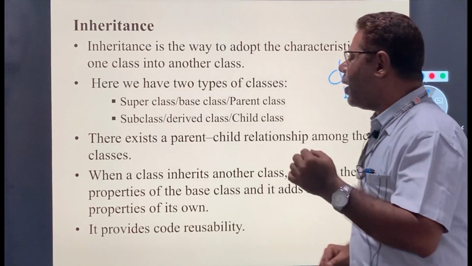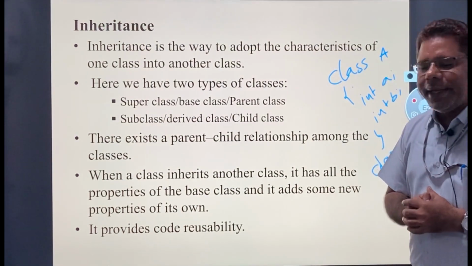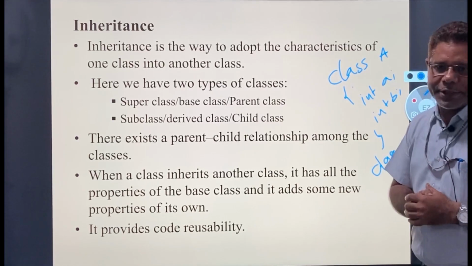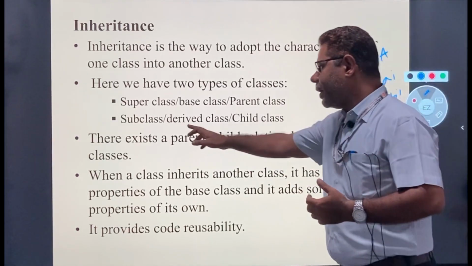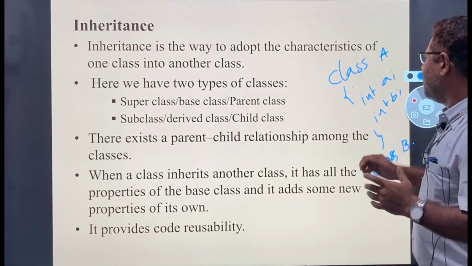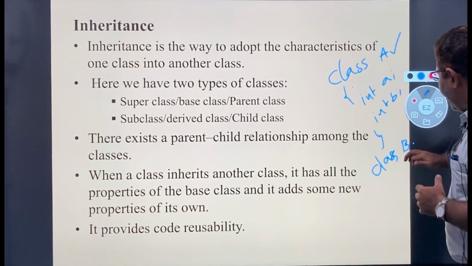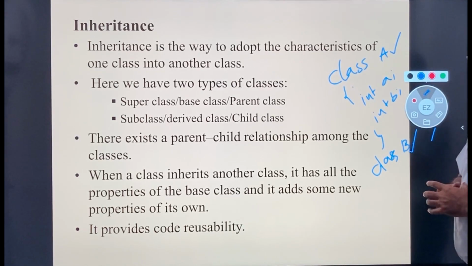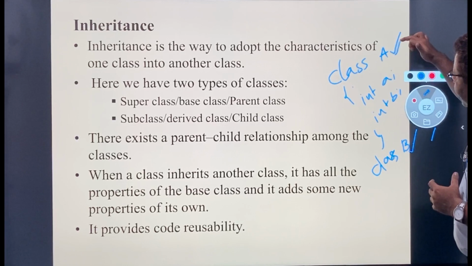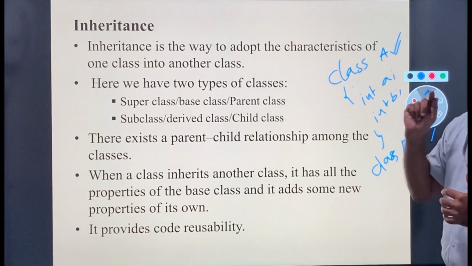Here we have two types of classes. One is the superclass, parent class or base class. The second is the subclass, child class or derived class. Suppose here class A is a superclass, then class B is the subclass. So the class A properties can be adapted into the class B.